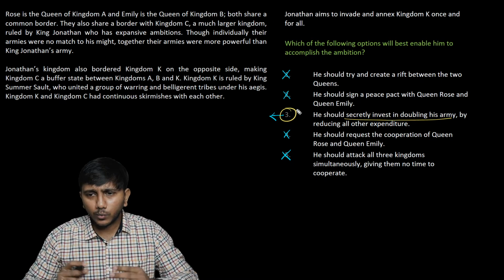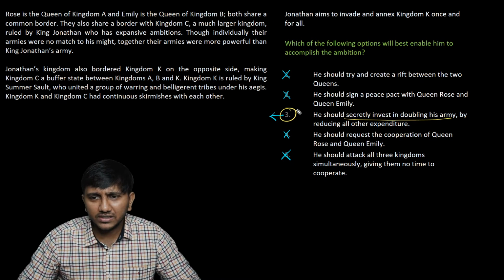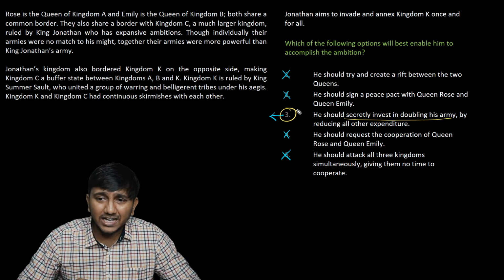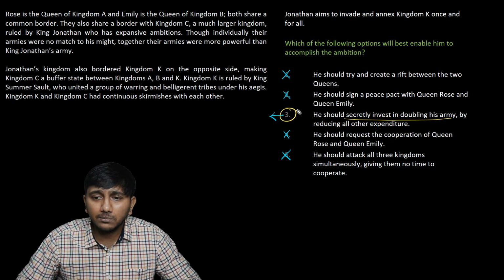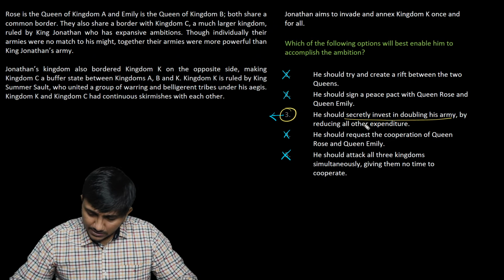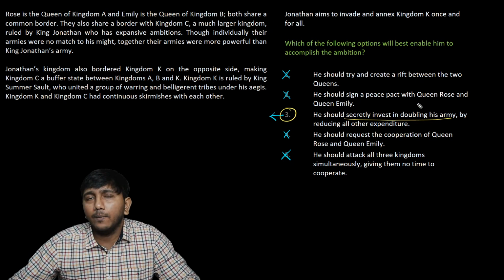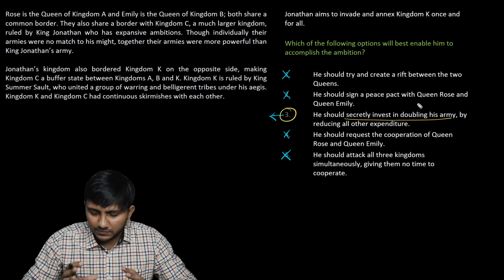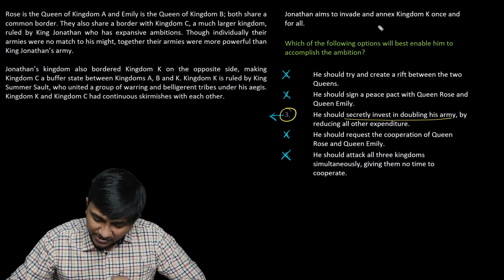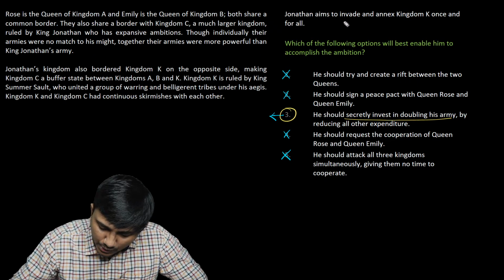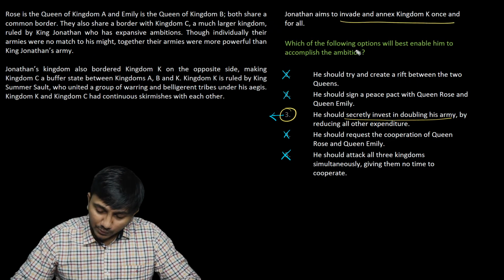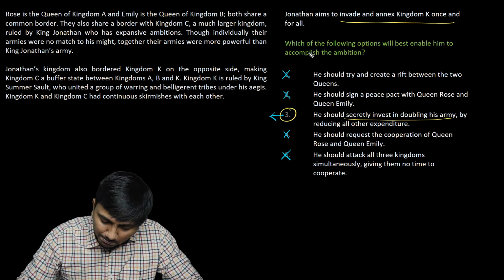Okay, there is a question here. But sir, if he invests only in building his army and not in other aspects of the kingdom, won't his kingdom suffer? Okay, see, by reducing all other expenditures and secretly doubling his army, we'll have to see what the requirement in the question is, right? The question is, Jonathan has an ambition. He aims to invade and annex Kingdom K once and for all. Which of the following options best enables him to accomplish the ambition?